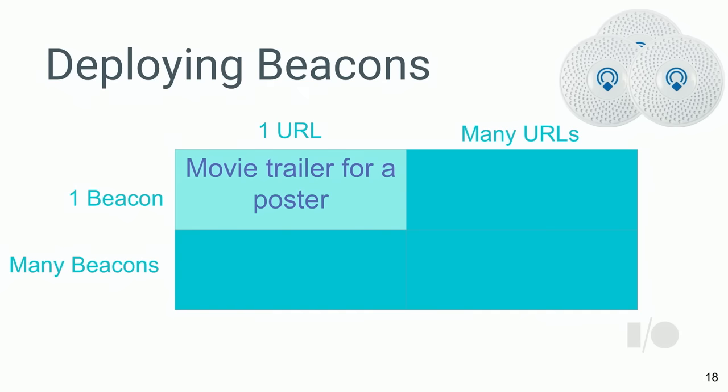The first one is really the easiest one, where you've got one beacon and one URL. So that's like a poster, and the poster has a link to a trailer for the movie, for example. We recommend a low setting for the transmission power. Put the beacon at a high altitude so there's less interference. Also, try and avoid any metal.